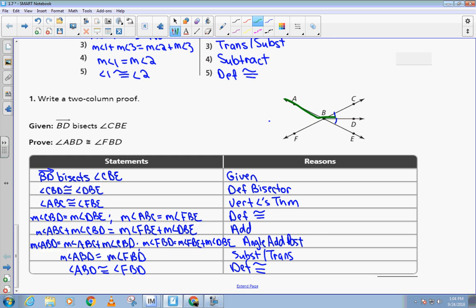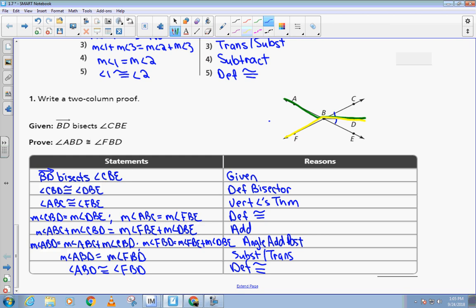This angle ABD, and this angle SBD are congruent to each other. We're trying to prove that the yellow and the green are congruent to each other. Okay? So, we know that these two are congruent.